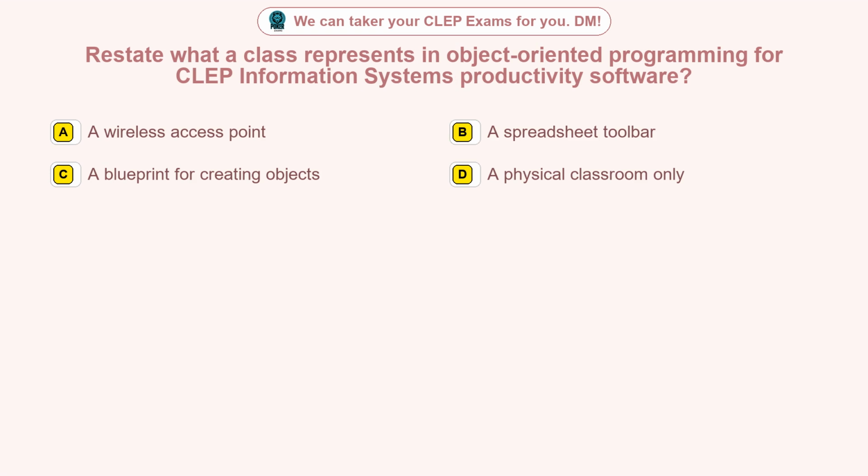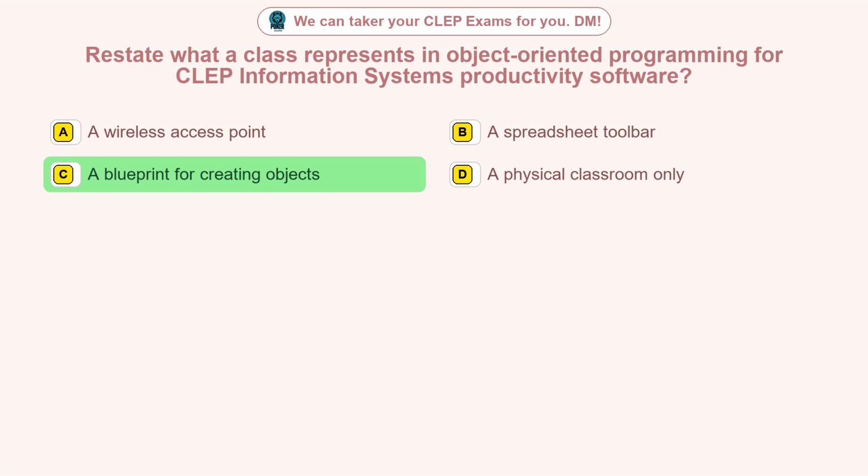Question 91. Restate what a class represents in object-oriented programming for CLEP Information Systems productivity software. Option A. A wireless access point. Option B. A spreadsheet toolbar. Option C. A blueprint for creating objects. Option D. A physical classroom only. The correct answer is option C.